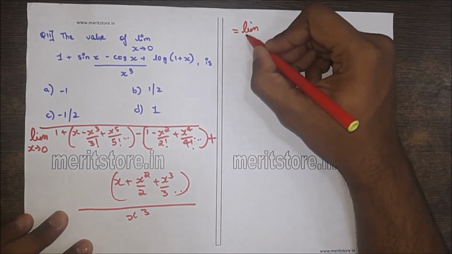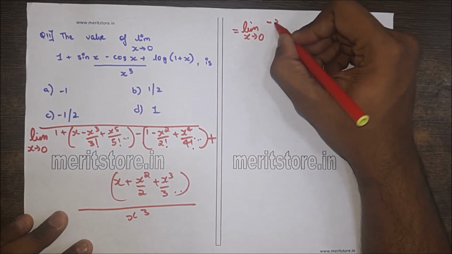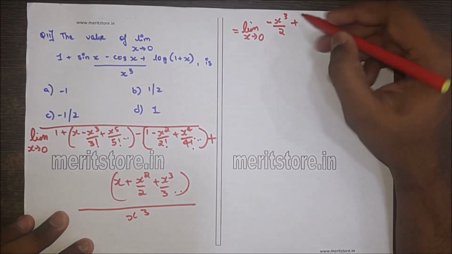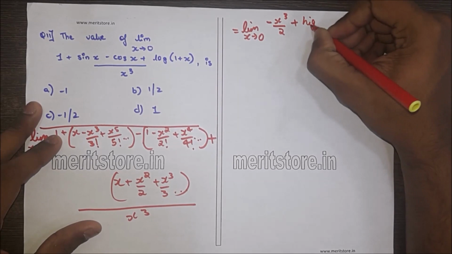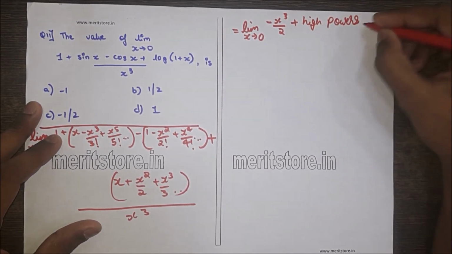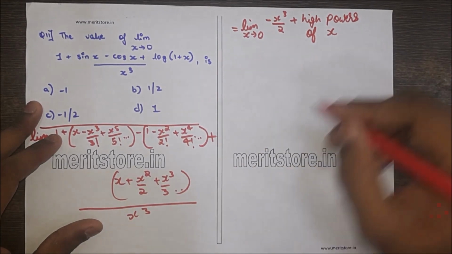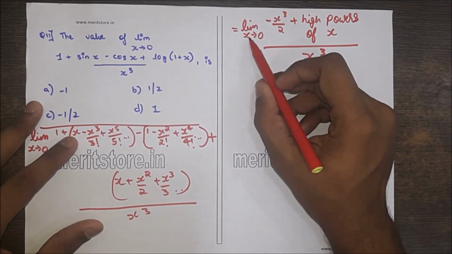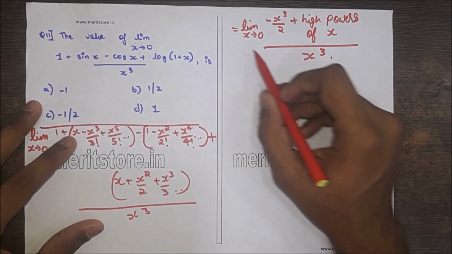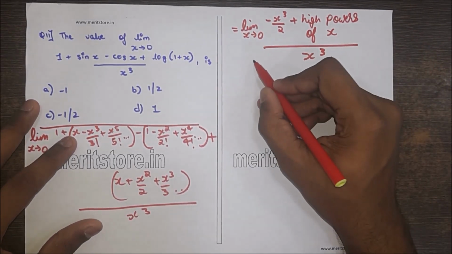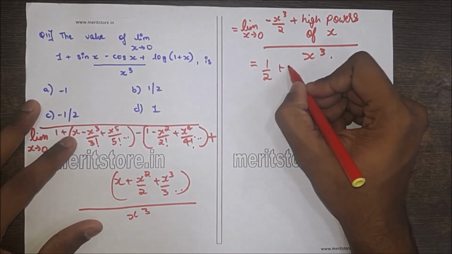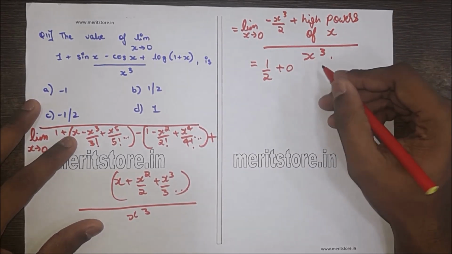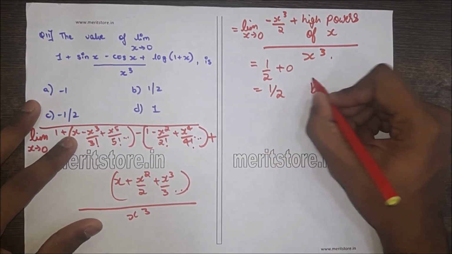limit of x tends to 0 minus x cube plus all the higher powers of x upon x cube. Applying the limit of x tends to 0, this term gets eliminated and we get 1 by 2 plus 0 on differentiating these two terms, which leaves us with 1 by 2, which is option B.